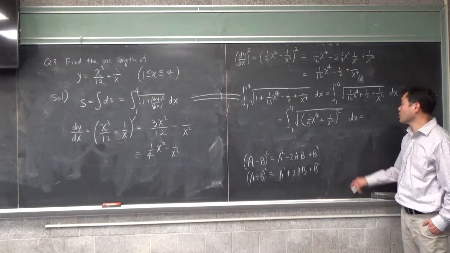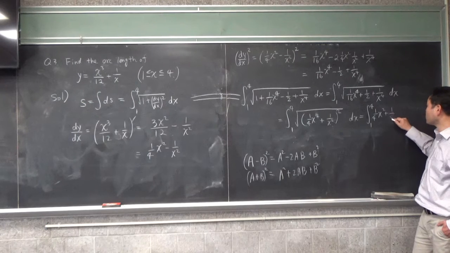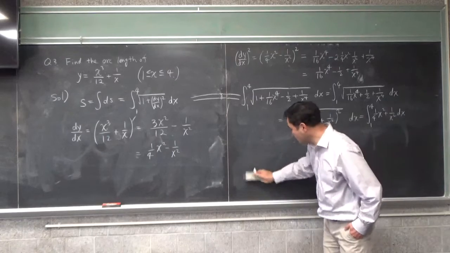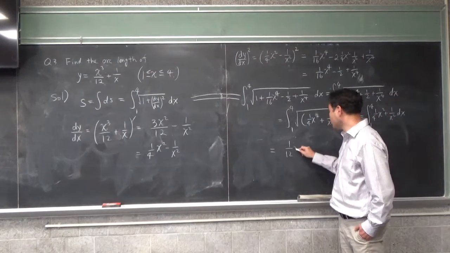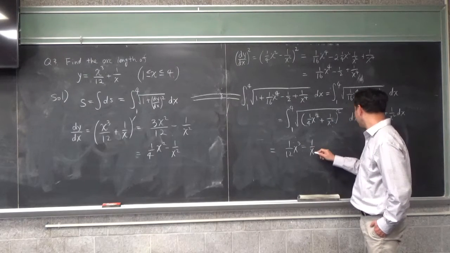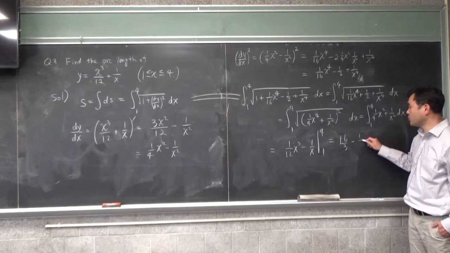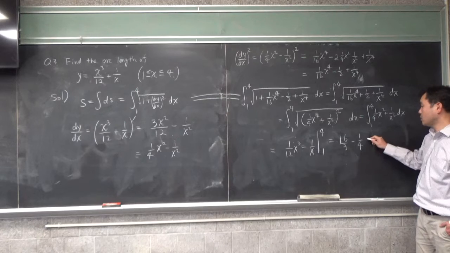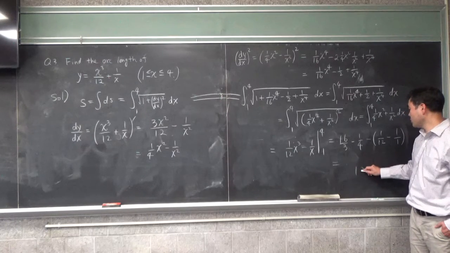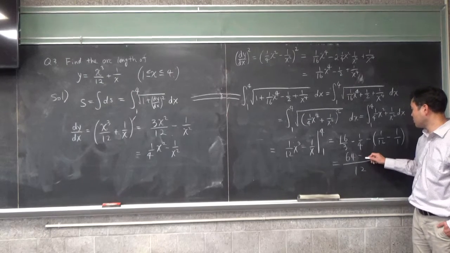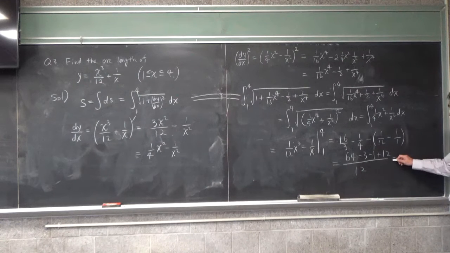And now the square and square root cancel. You have to integrate 1 through 4 of 1/4 x squared plus 1 over x squared dx. And now this integrates to 1 over 12 x to the third minus 1 over x, and you put 4 and 1. So you get 16 over 3 minus 1/4 minus 1 over 12 minus 1 over 1. So everything over 12 will give you 64 minus 3 minus 1 plus 12. So it'll be 72 over 12, which is 6.